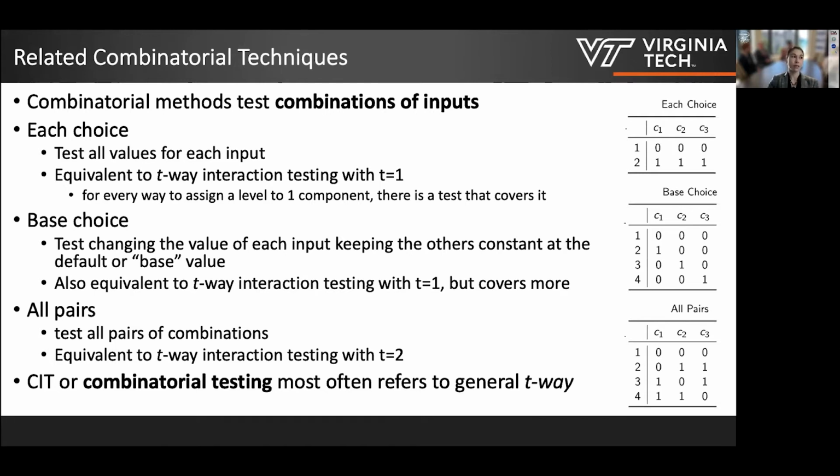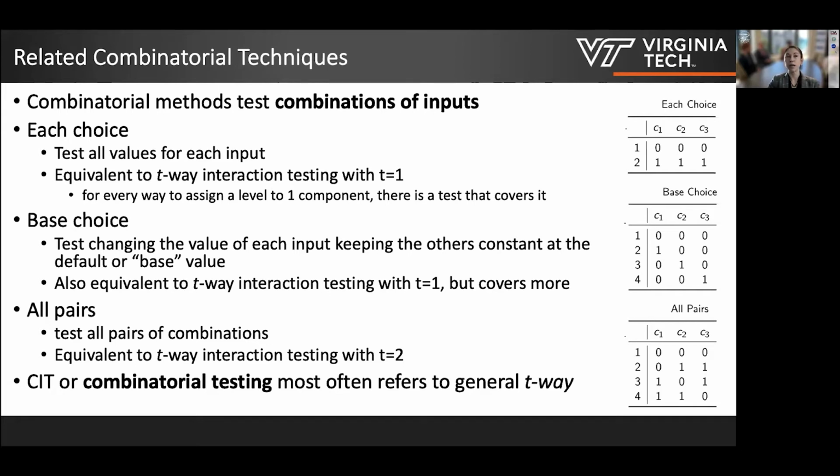Base choice is a test to change the value of each input while keeping the others constant at the default or base value. It's equivalent to testing T-way interaction with T equals 1, but it also covers more than just that. But it may not cover T is 2. So the example to the right of base choice, the assumption here, again, I have the same number of components.